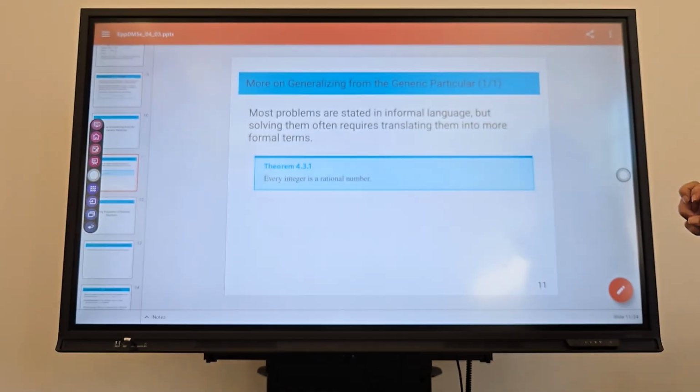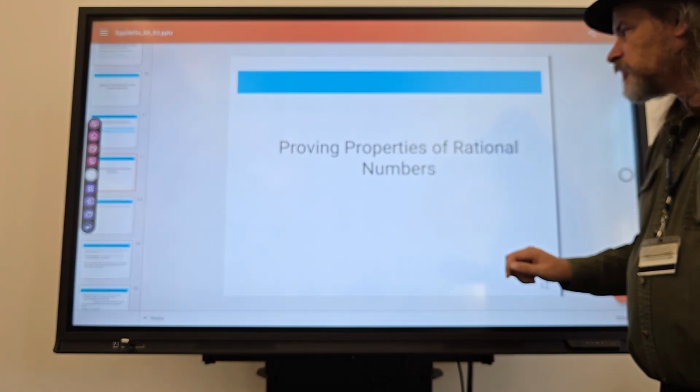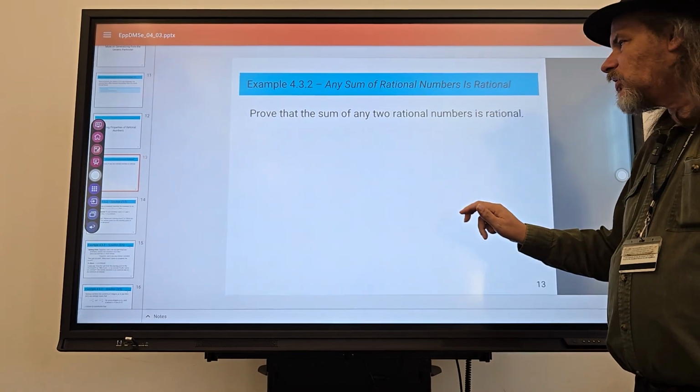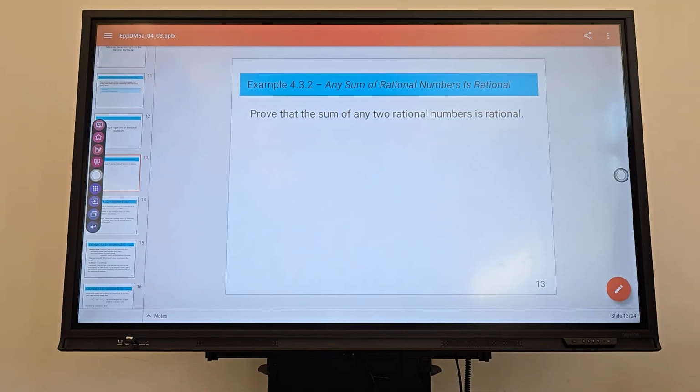All right, so most problems are stated in informal language, but solving them requires translating them into more formal terms. Like, every integer is a rational number. Proving properties of rational numbers. Prove that the sum of any two rational numbers is rational.